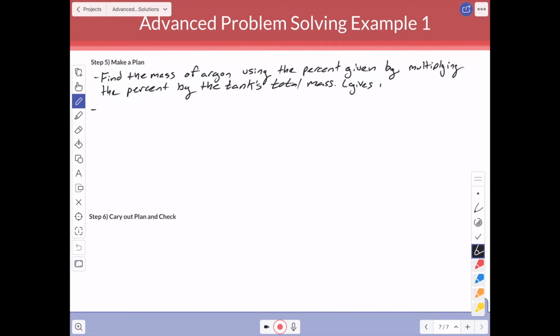Gives mass of argon. But what does that give it to us in? That will give it to us in kilograms, right? Because the total mass was in kilograms. In kilograms. So then we need to do what? If we have the mass of argon, we can do mass to moles and moles to atoms. But it's in kilograms, so we need to convert the mass using dimensional analysis.